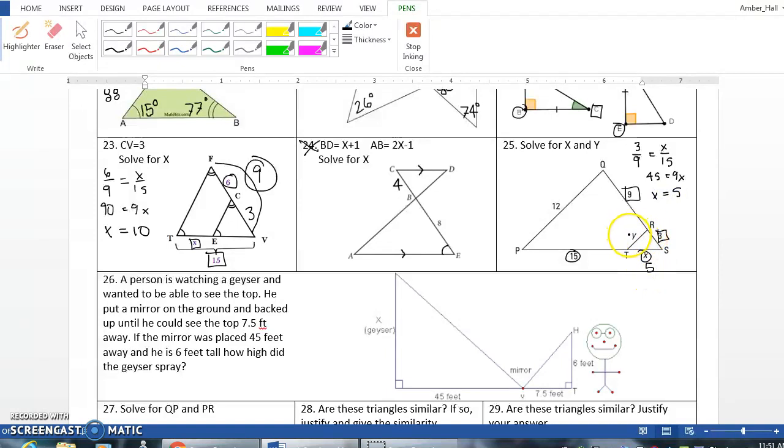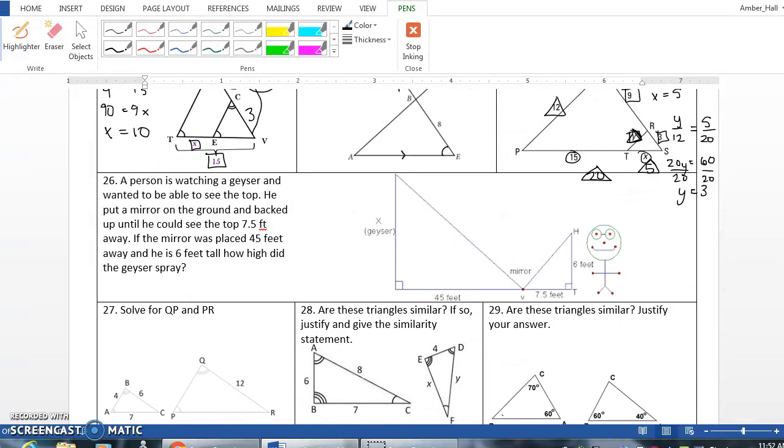Now to be able to solve for Y, we have the entire side of the small triangle corresponds with the entire side of the big triangle. So we need to make sure that we set up the same ratio. So if X is just a small side of, or an entire side of a small triangle, it's going to correspond with the entire side of right here. So 15 plus 5, which is 20. So now we can set up those ratios, which is Y over 12 equals 5 over 20. Cross multiply, 20Y equals 60, divide by 20, and Y equals 3.